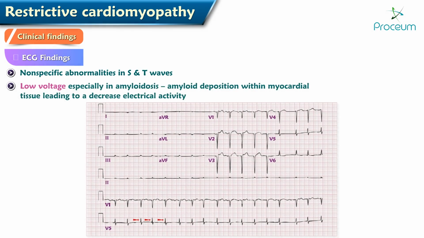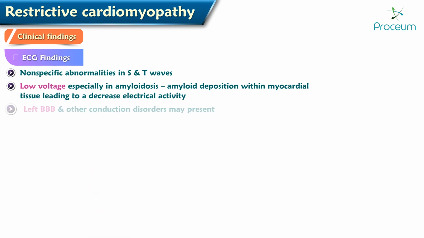EKG findings. There can be non-specific abnormalities in S and T waves. Low voltage is appreciated, especially in patients with restrictive cardiomyopathy secondary to amyloidosis. This is due to the amyloid deposition within the myocardial tissue, leading to a decrease in its electrical activity. There can be left bundle branch block and other conduction disorders in patients with infiltrative conditions involving conduction pathways.